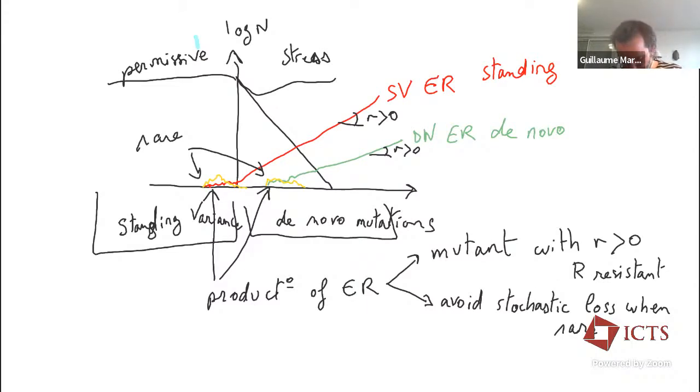If I can do that, no, apparently I can't. Okay. The key is to model the mutation process. And to do that, the main tool is the Poisson process.